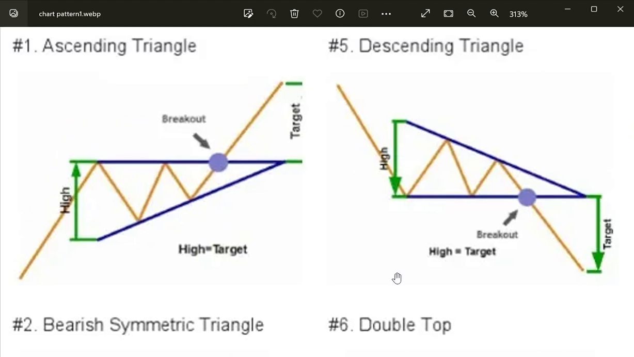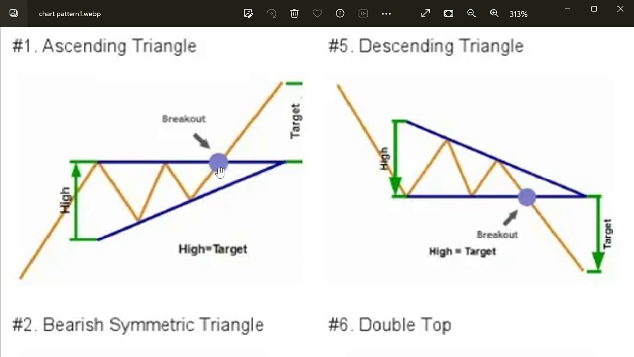I want to create a quick chart pattern video breaking down the main chart patterns, which ones I feel are the most important, and how I look at the charts and my entries and things like that using chart patterns. So here, the first one is ascending triangle. You see the price has created a triangle level.